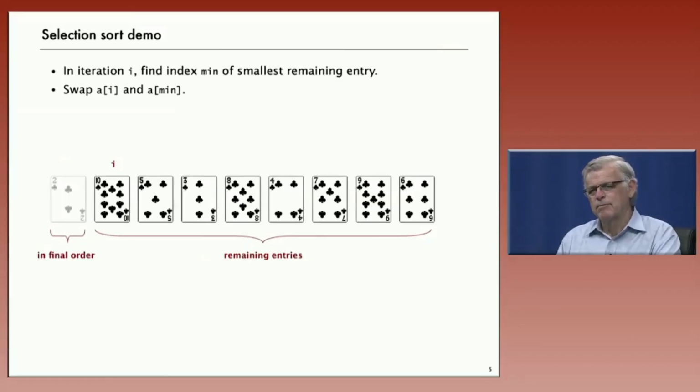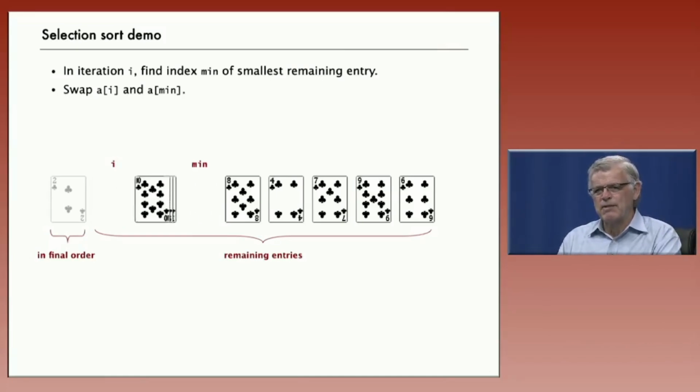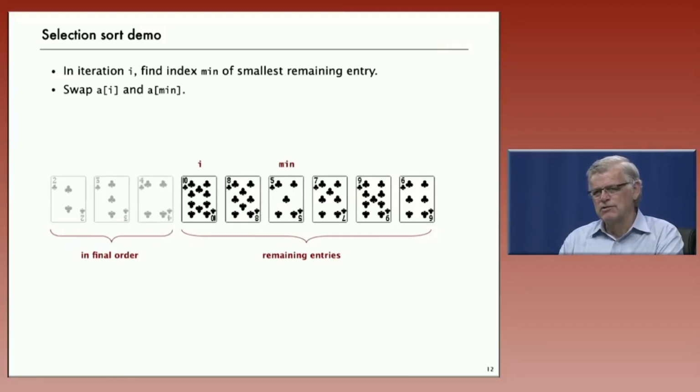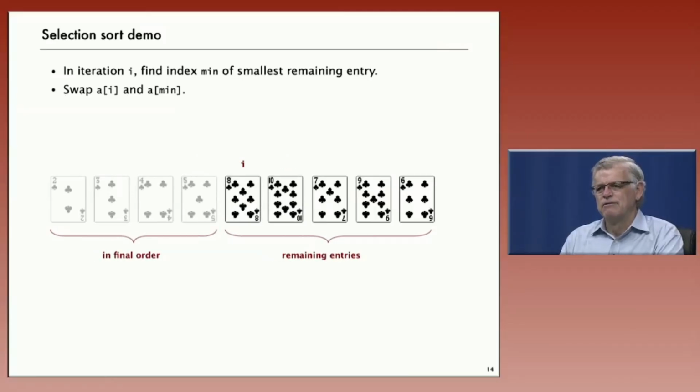Now that part of the array to the left of I is in its final order, and we simply continue. So now the smallest is the 3, swap that with I, increment I. So now we have the 2 and 3 in order, and continue in that way. Find the smallest, it's the 4, swap that one with I, increment I. Find the smallest, it's 5, swap that with I, increment I. Find the smallest, swap that with I, increment I.